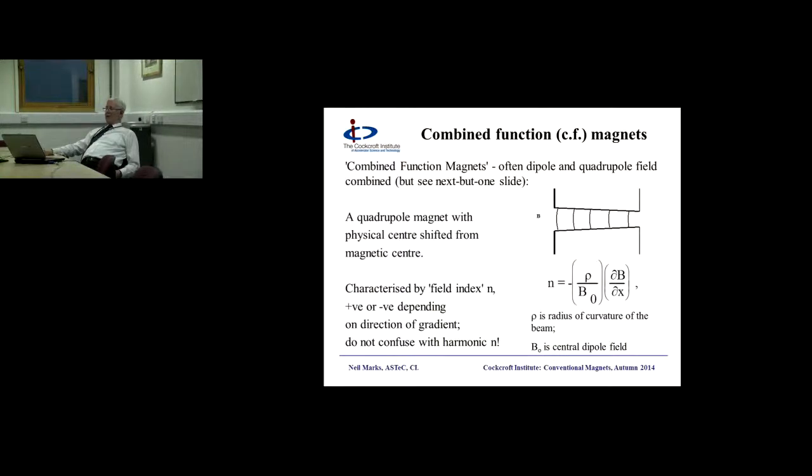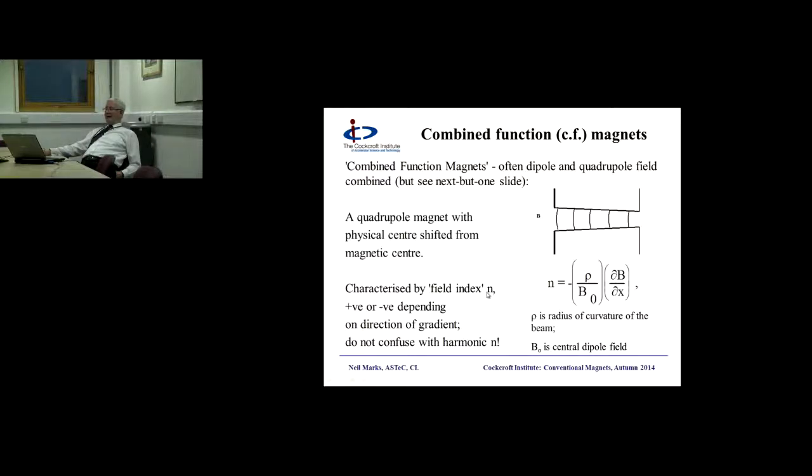We need to briefly mention combined function magnets. They've been used extensively in particle accelerators in the past, and I think the very first synchrotrons used combined function magnets. Here's one very frequently used combined function. This is a dipole with some quadrupole field in it. And we're just going to look at that briefly for a minute.